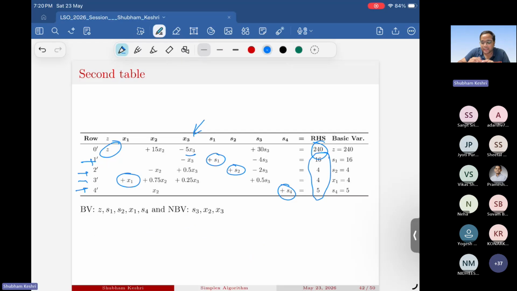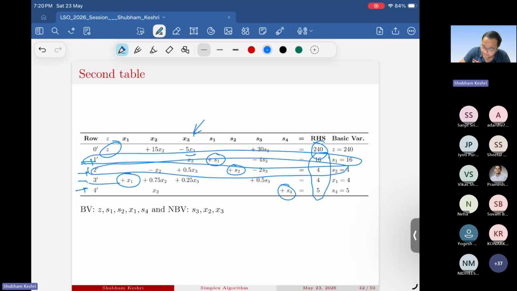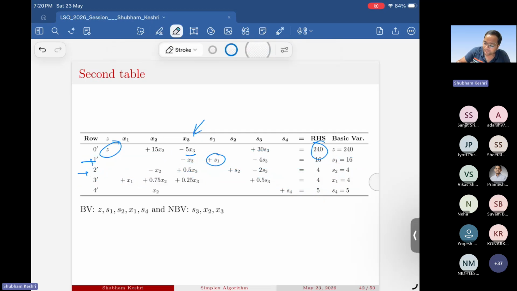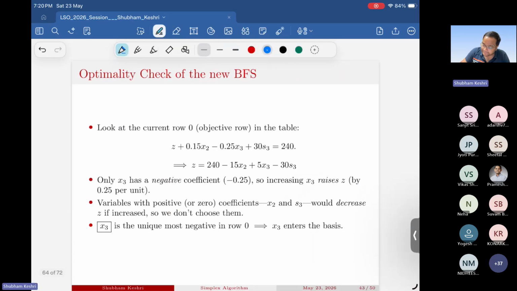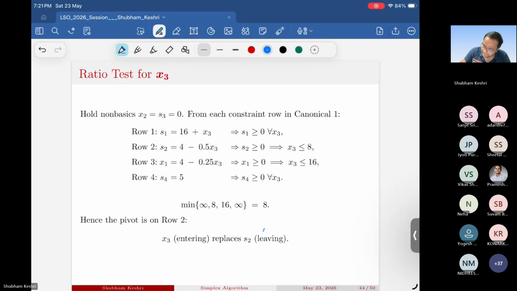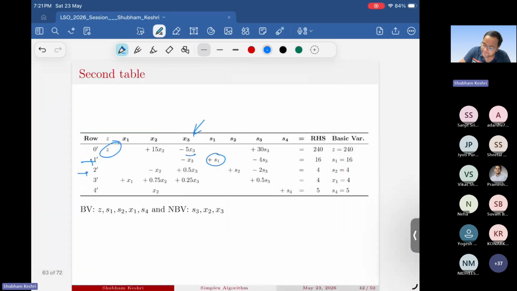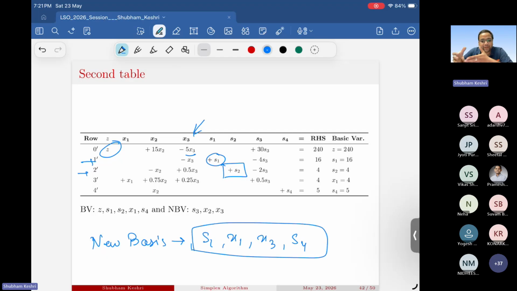Now what we will do is we will check for each of the 4 rows and we will see which is the exiting variable or leaving variable, the way we did earlier. In this case, we will see that s2 is the leaving variable. So x3 is the entering variable and s2 is the leaving variable. So the new basis will be s1, x1, x3 and s4. So this will be the new basic variable set.